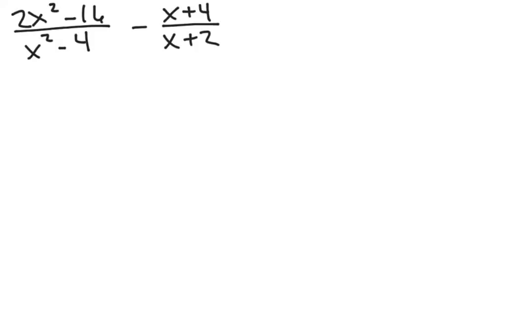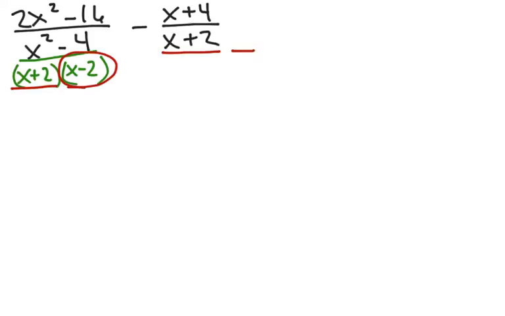This next example is going to be a subtraction problem. Our process starts out the same. We need to look to see if we can factor our denominators. So when I look at this, it is not a trinomial, but it is a special case. So I'm going to go ahead and factor this into x plus 2 times x minus 2. Now, when I compare my two denominators, I have an x plus 2 here and an x plus 2 here, but I do not have an x minus 2 over here. So that tells me that my common denominator is going to be x plus 2, x minus 2.